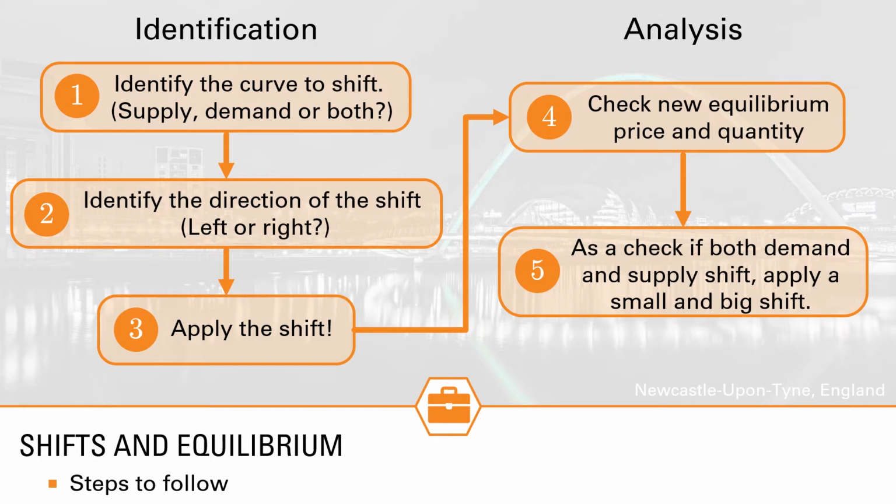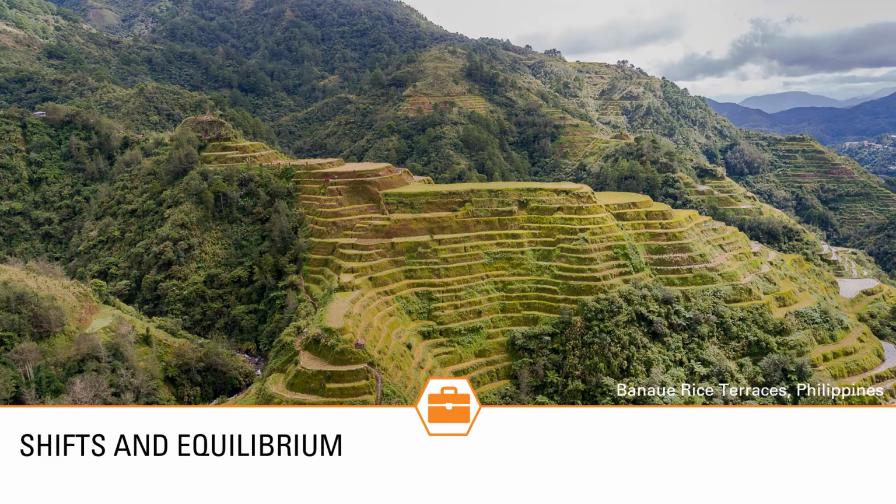And by the way, this is a very famous thing to do in economics. Identify what happens when the curves shift. Okay, so let's get started. Let's start first with an easy example. Let's start with rice and drought.